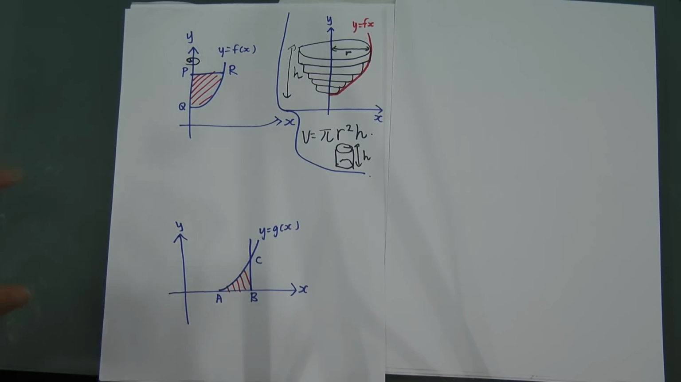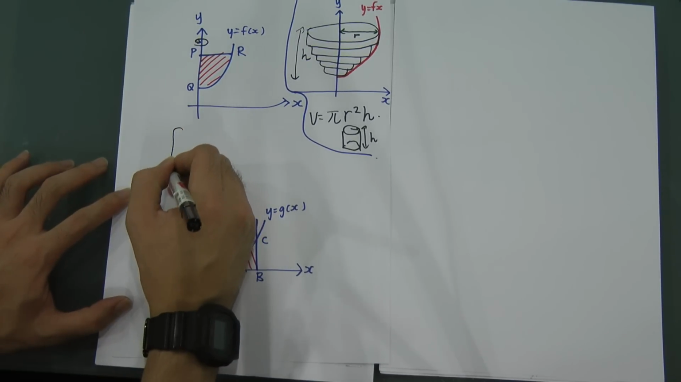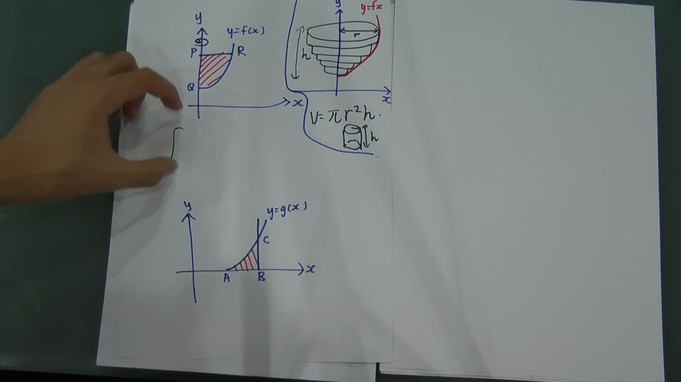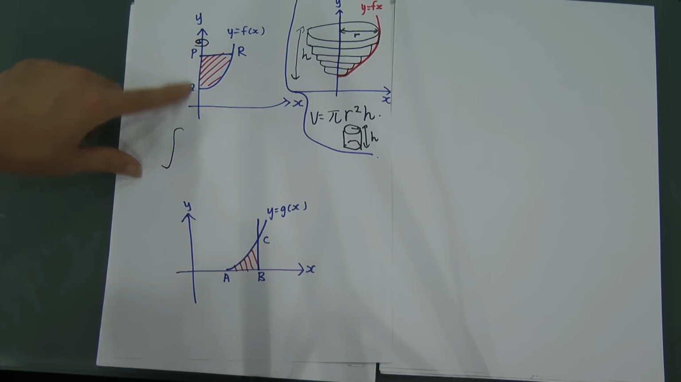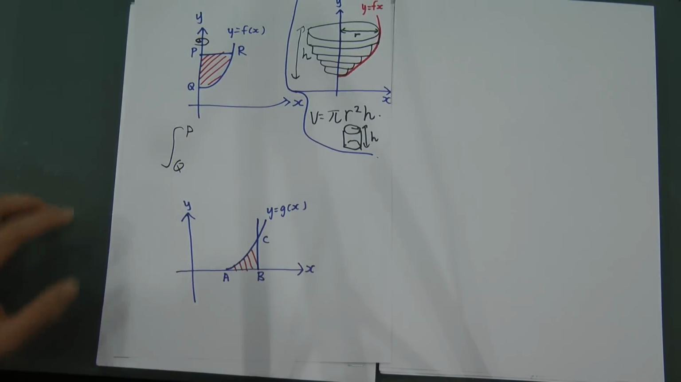Okay, so why I explain this to you is because when you write the formula for integration, when you write integrate here, this integrate you have to write for height. The height here will be from Q to P. Q to P is the height of the cylinder.